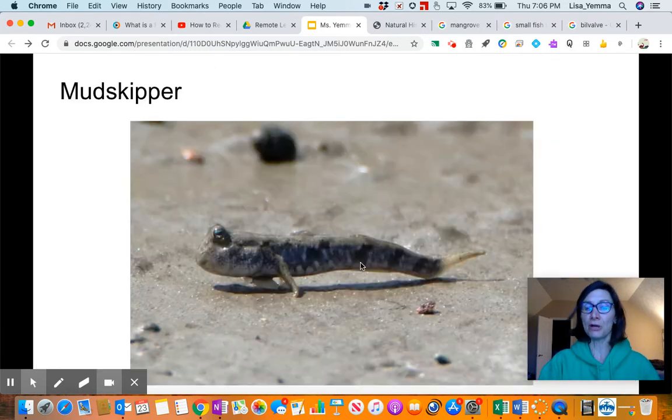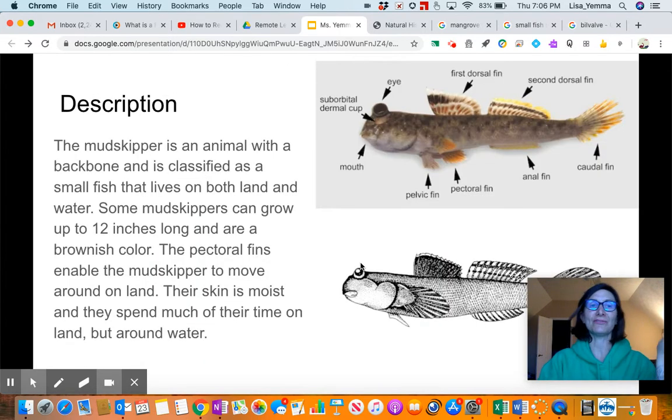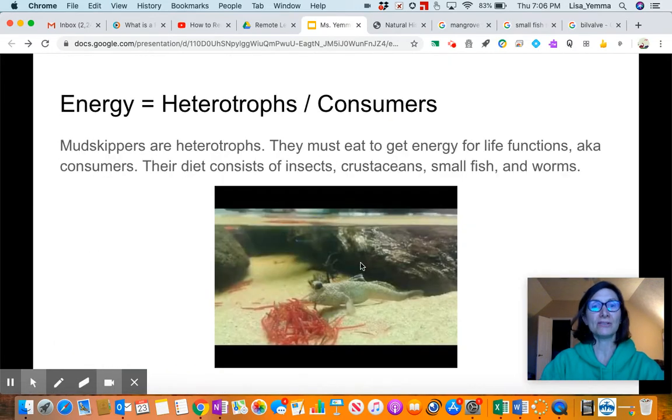So we are going to move forward. My mud skipper, he's cute, biological classification. You guys have done a great job with that. As far as the energy slide goes, here's what I want from you.